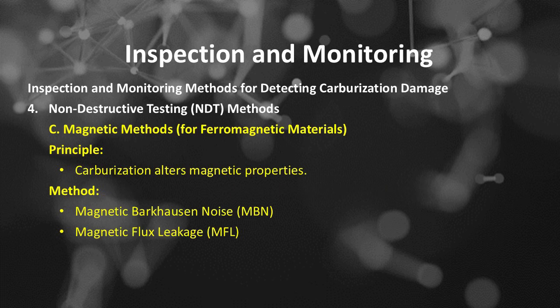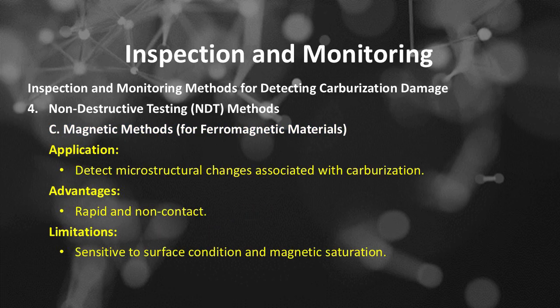Number C of NDT methods is magnetic methods for ferromagnetic materials. Principle of magnetic methods: carburization alters magnetic properties. Method of magnetic methods: magnetic Barkhausen noise, or MBN, and magnetic flux leakage, or MFL. Application of magnetic methods: detect microstructural changes associated with carburization. Advantages of magnetic methods: rapid and non-contact. Limitations of magnetic methods: sensitive to surface condition and magnetic saturation.